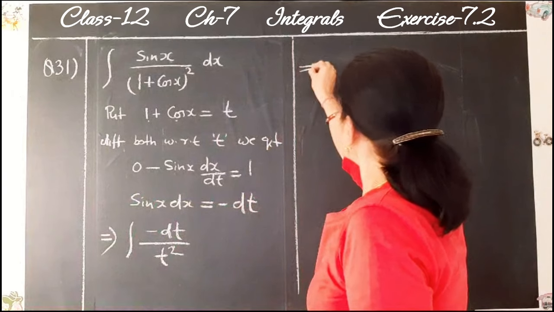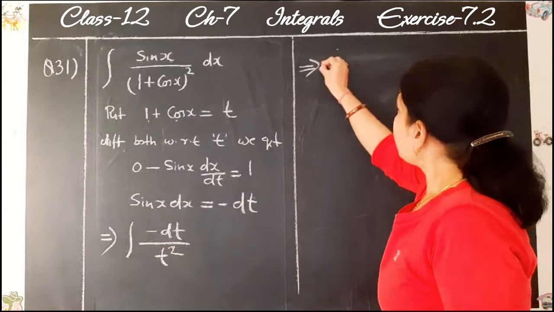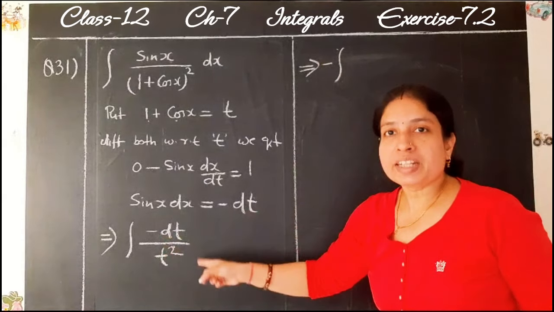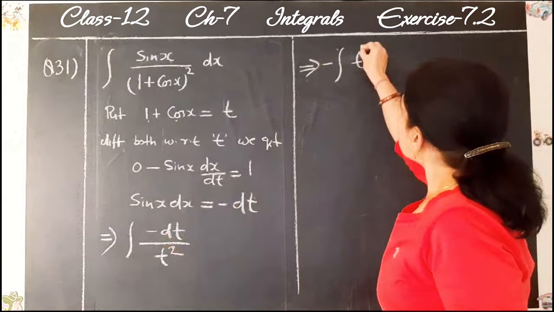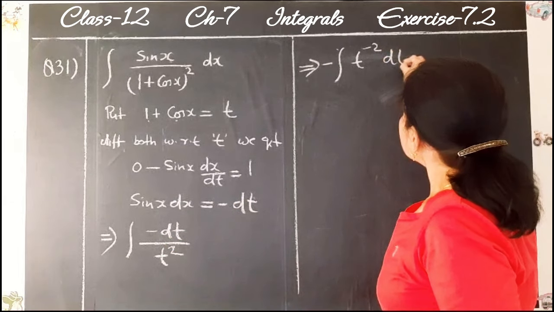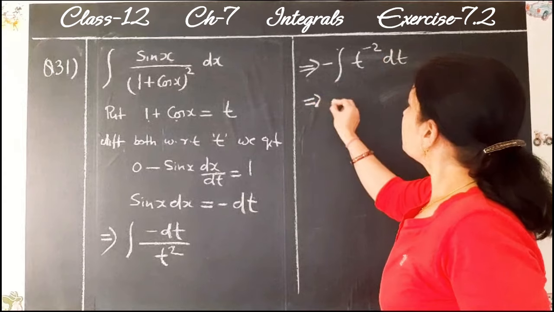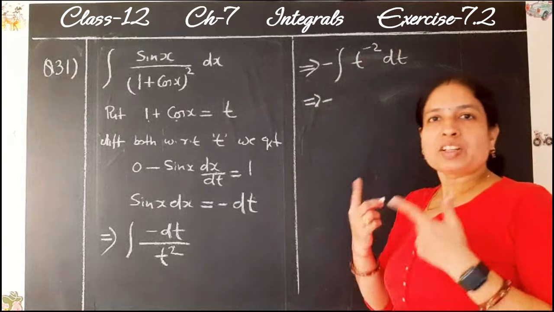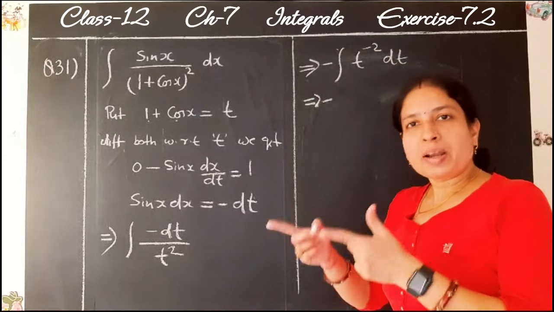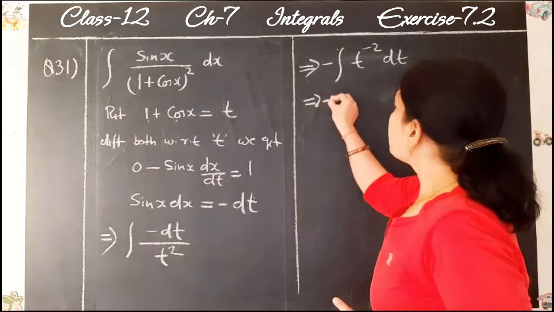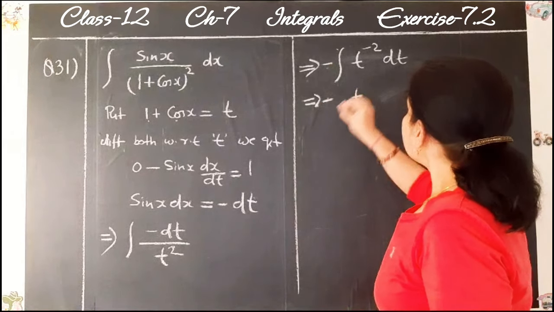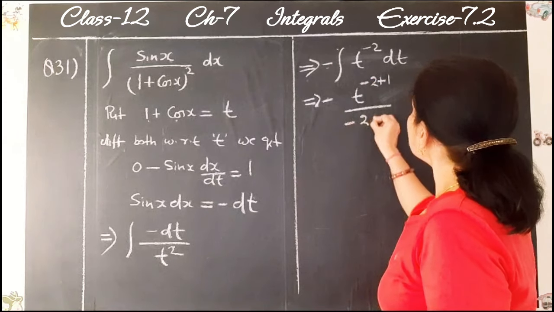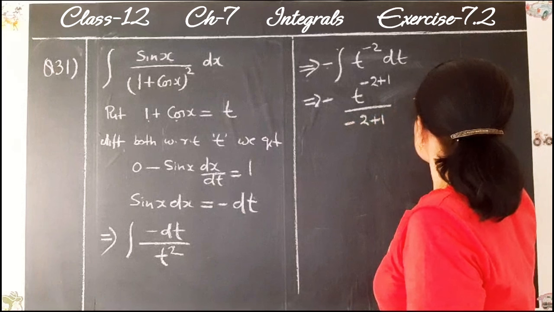Now take this minus outside, so right here it is given 1 by t square, so we can write t to the power minus 2 dt. Now integrate. This one is in the form of x to the power n. So what is the formula for integral of x to the power n? Yes, it is x to the power n plus 1 divided by n plus 1. So write this minus as it is and write here t to the power minus 2 plus 1 divided by minus 2 plus 1 and write a constant c.